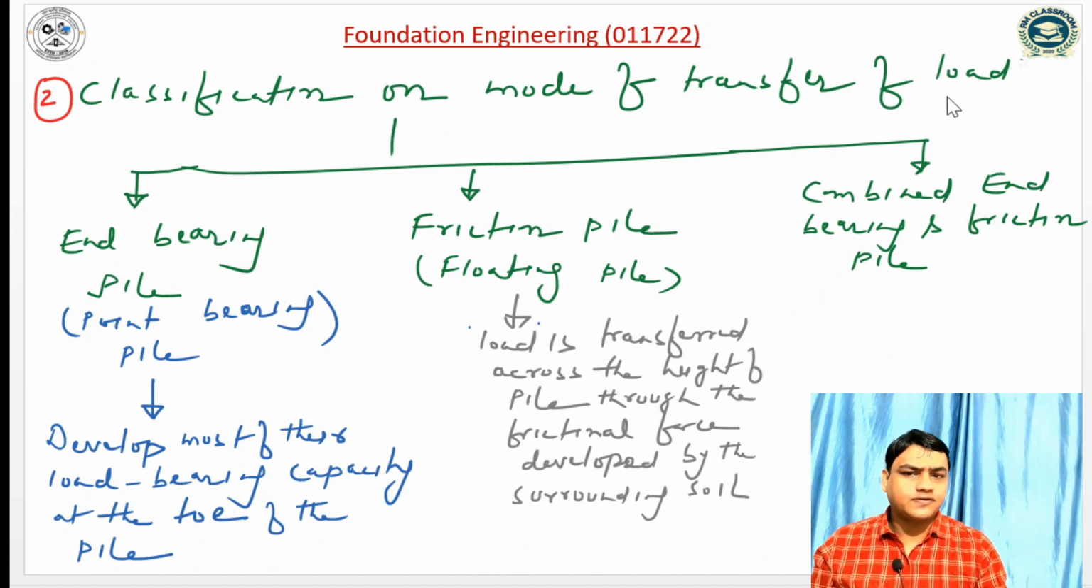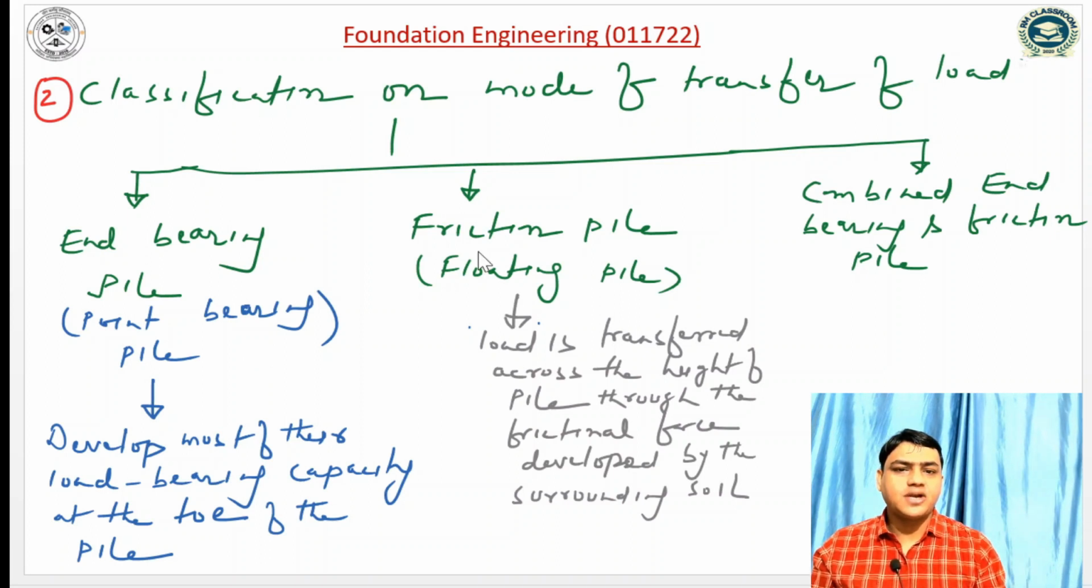Classification on mode of transfer of load. There are three types of pile based on the mode of transfer of load. The first one is end bearing pile, also called point bearing pile. Similarly, friction pile or floating pile, and the combination of end bearing and friction pile. So what is end bearing pile? In end bearing pile, the load is carried at the toe of the pile, and generally in end bearing or point bearing pile, the point resistance is much greater than the frictional resistance.